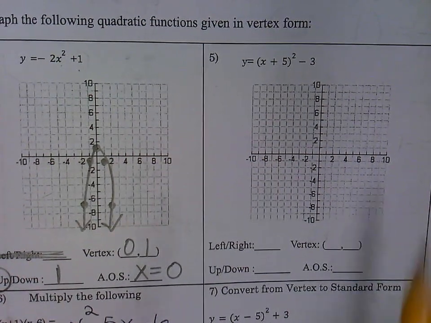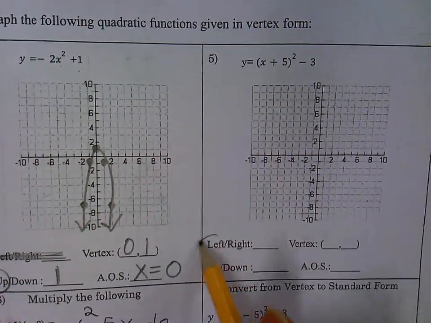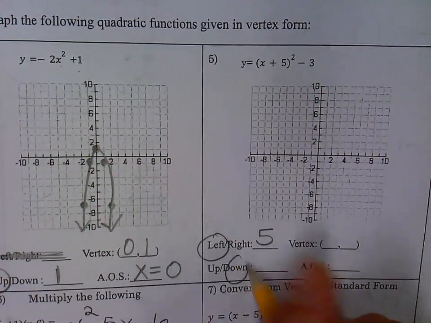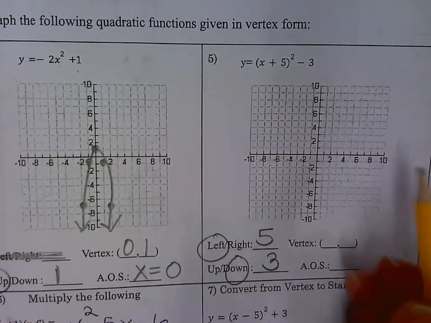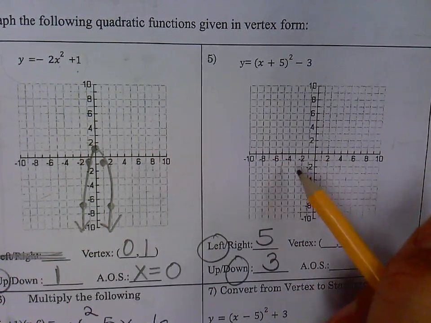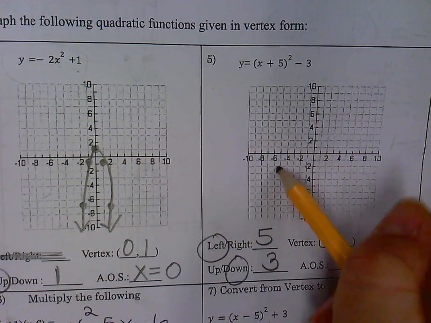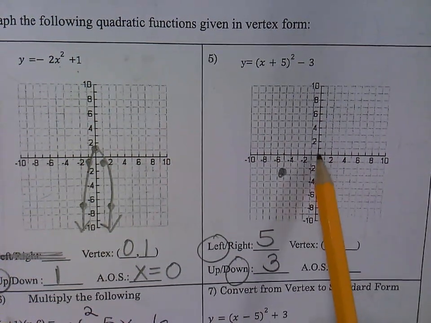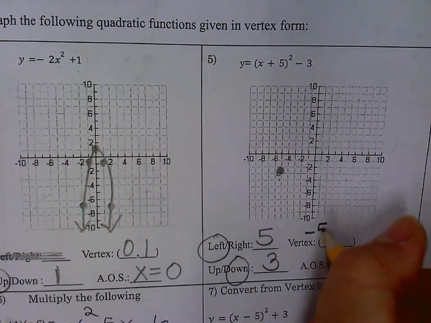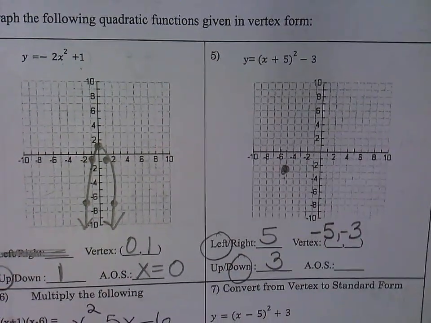So then +5 goes left 5, and the -3 goes down 3. So let me plot that. Left 5, down 3, and then I have to write the vertex. So -5 and -3, right? -5, -3 for my vertex.